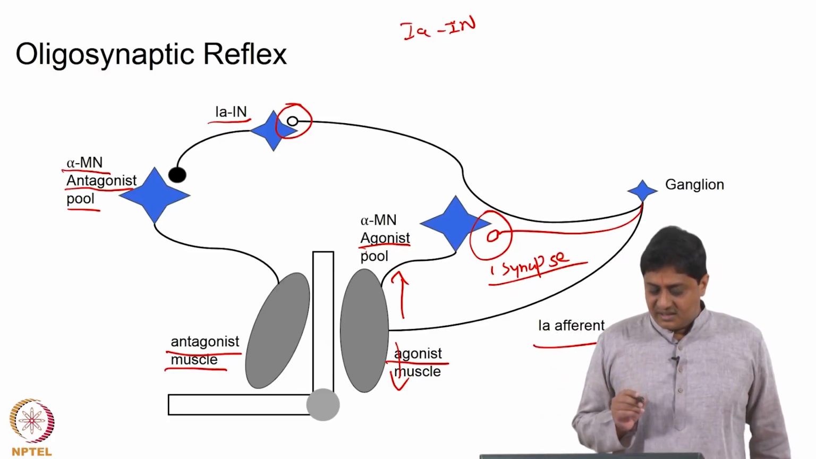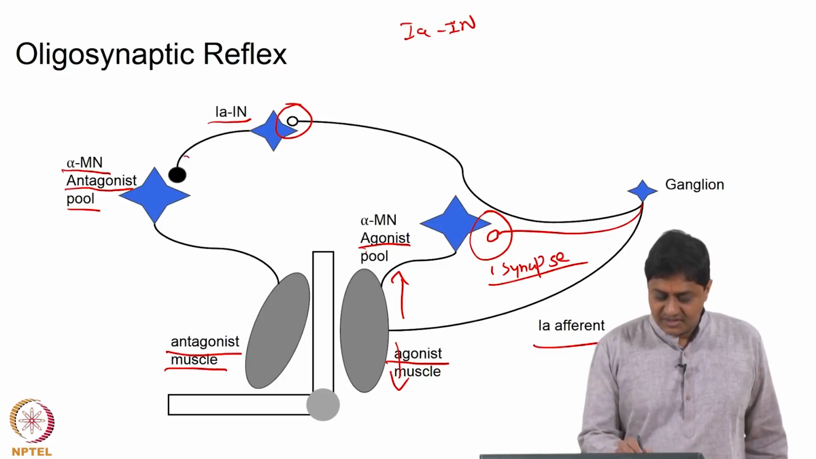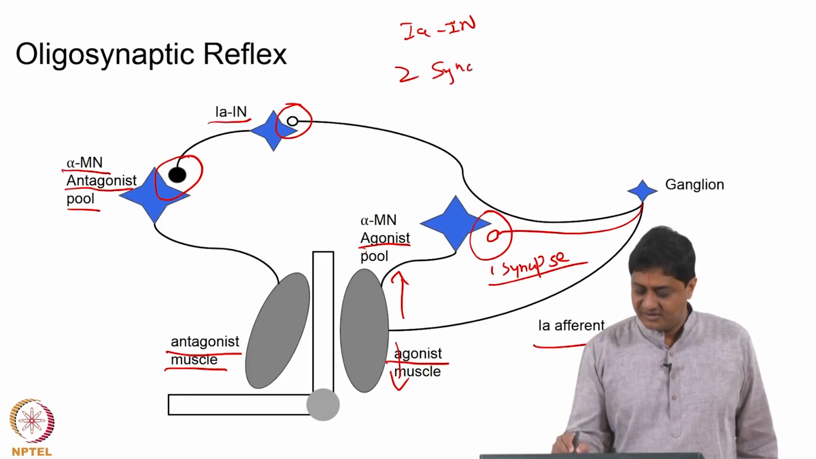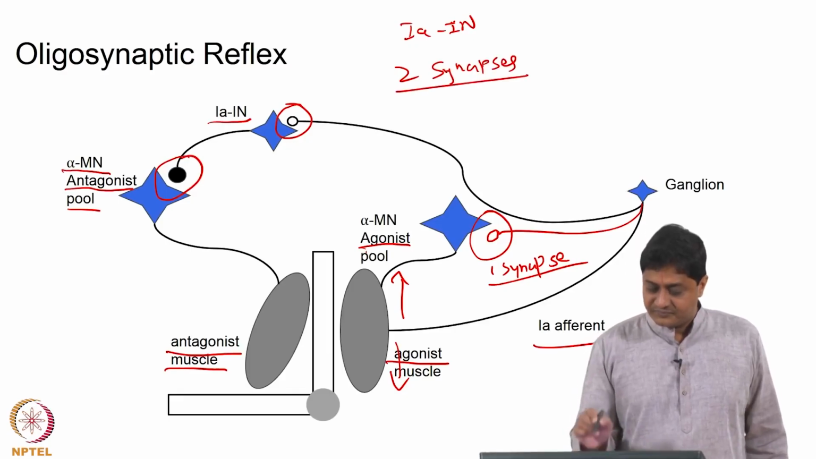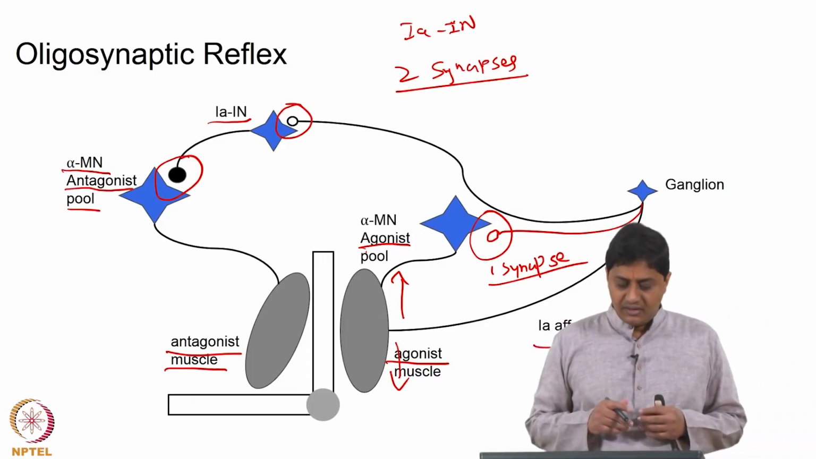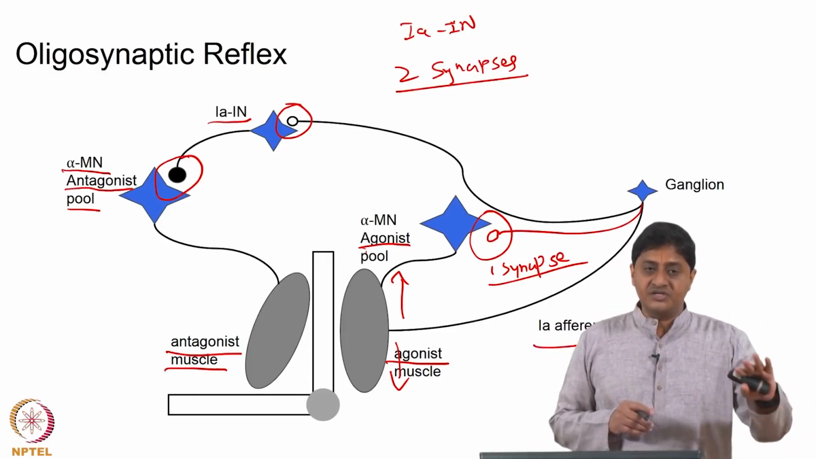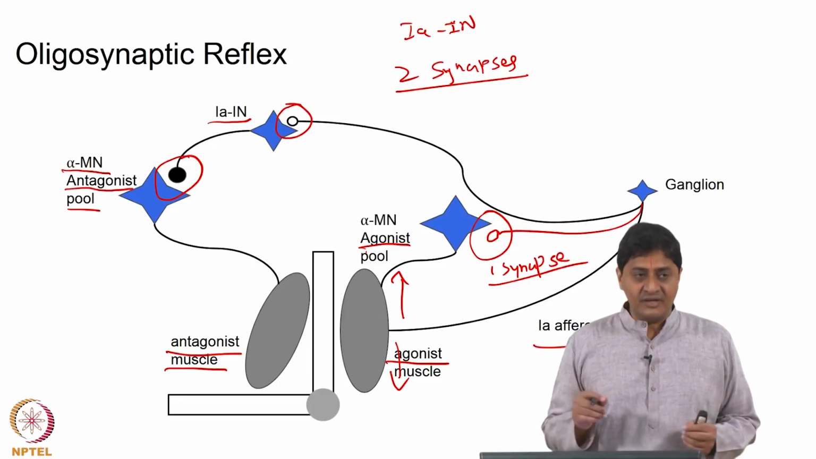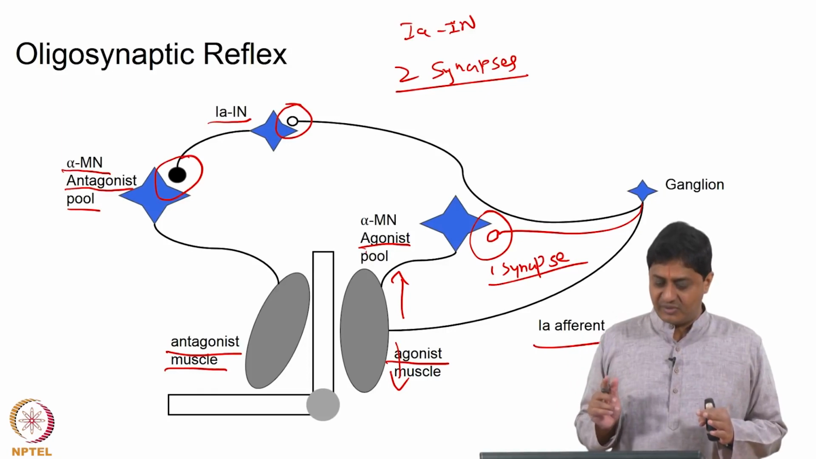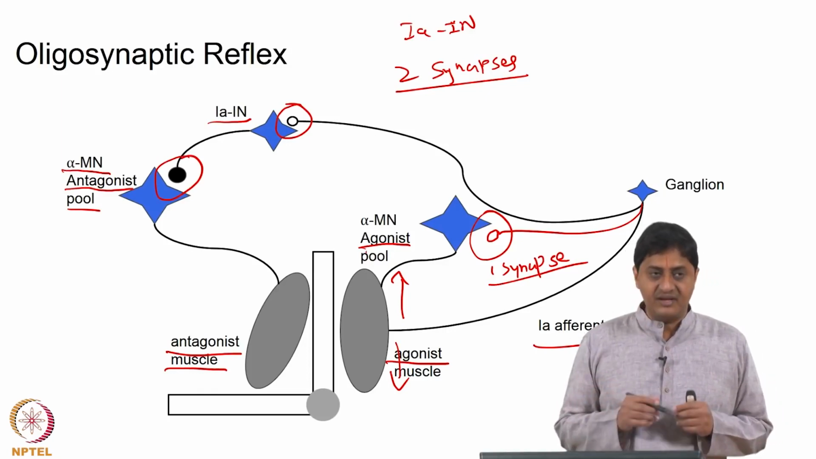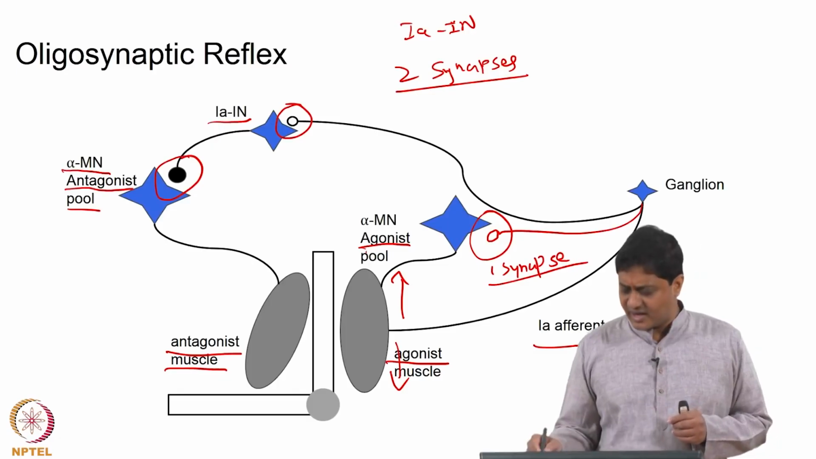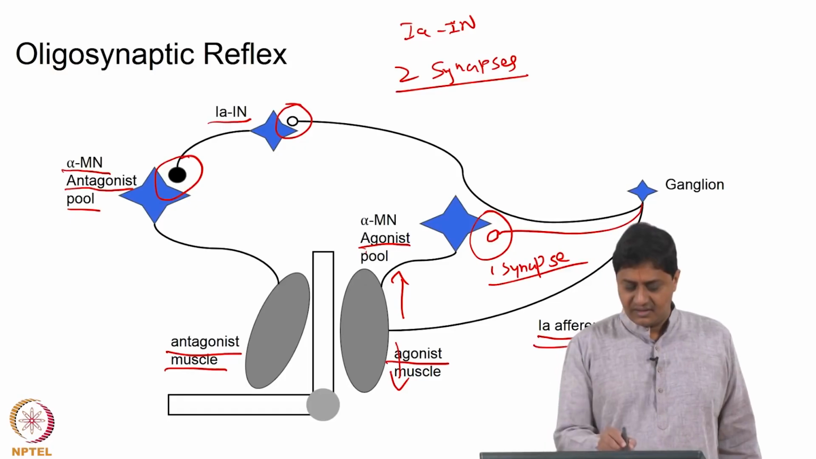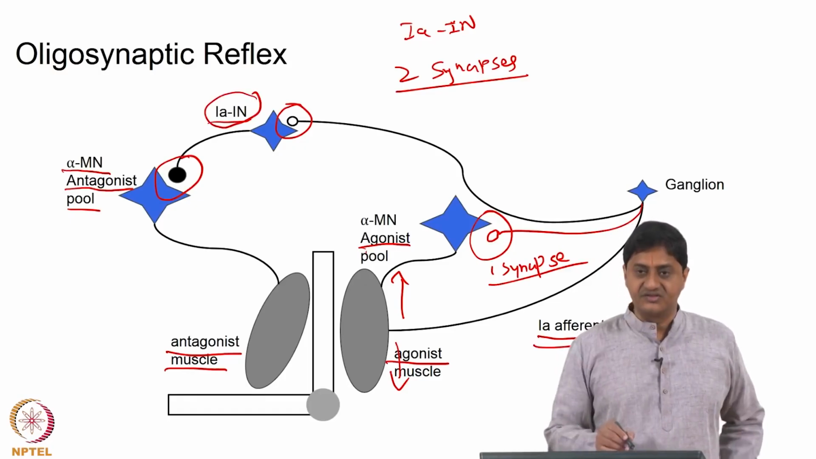So, this involves one synapse here and one synapse there. This involves 2 synapses. Right? We have seen this earlier. So, what does this do? This is inhibition of the antagonist muscle alpha motor neurons during stretching of the agonist. This is mediated by the 1A interneuron, and 1A afferents serve as the sensor. So, this is the sensor and this is the interneuron that is causing this reflex.